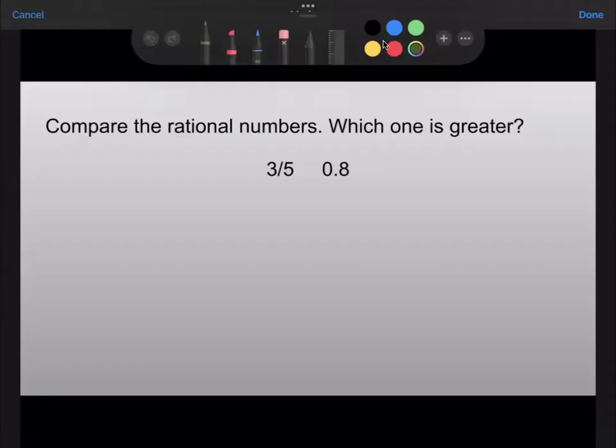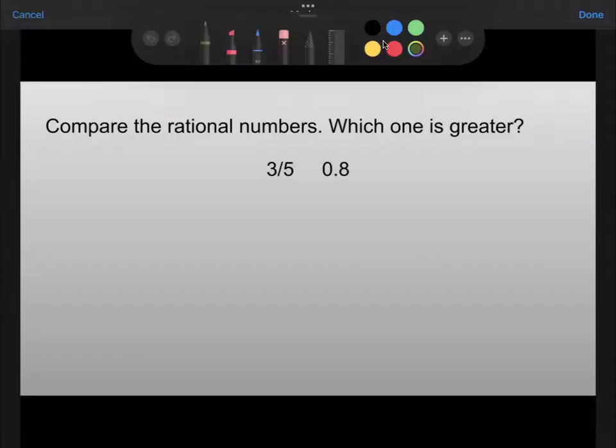Okay, here's the second one. We're going to compare the rational numbers 3/5 and 0.8 to see which one is greater. So again, just like in the last example, I want to make them so that they are in the same format. They'll be easier to compare that way. So what I think I'm going to do is, instead of turning 3/5 into a decimal, take 0.8 and rewrite it as a fraction.